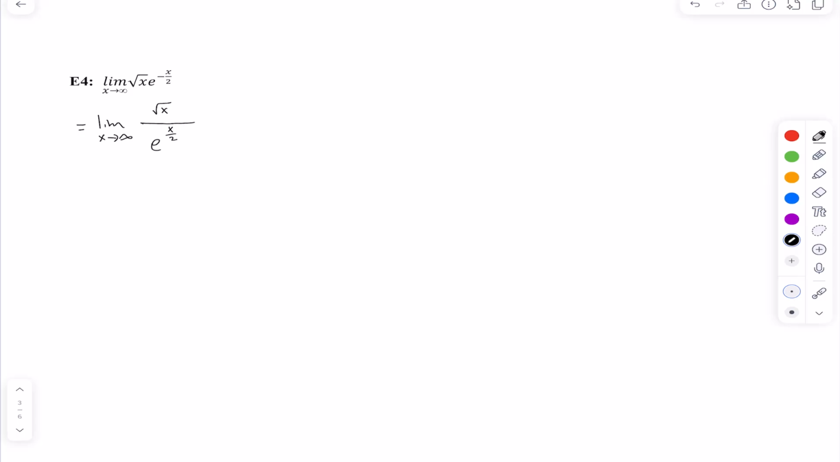There it is. There's a function in the numerator. There's a function in the denominator. We'll go ahead and check the form. The square root of very large is still very large. E raised to very large over 2 is still very large. And we once again have an indeterminate form. And we'll apply L'Hopital's rule.